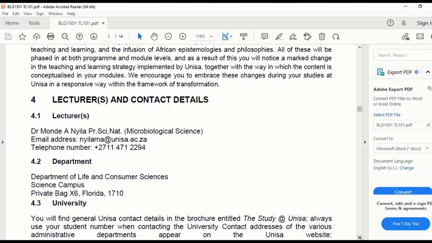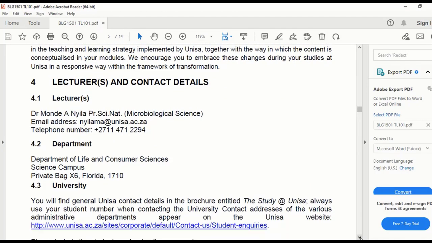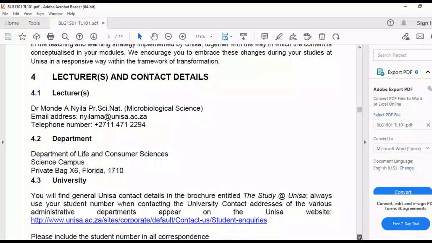I'm glad that you guys have this. And obviously, these are the contacts of your lecturers. I cannot stress this enough. Please make sure that these are the people that you are familiarizing yourself with. If you struggle with anything, you must make means to contact them.